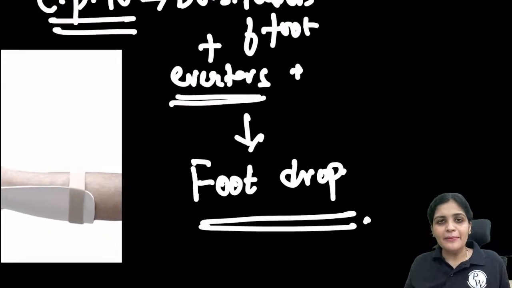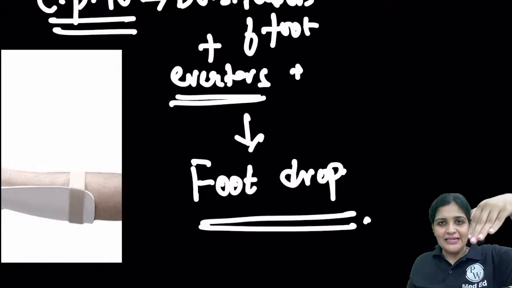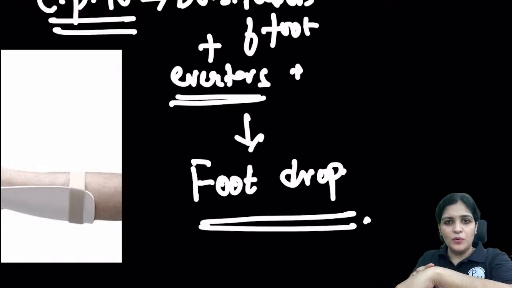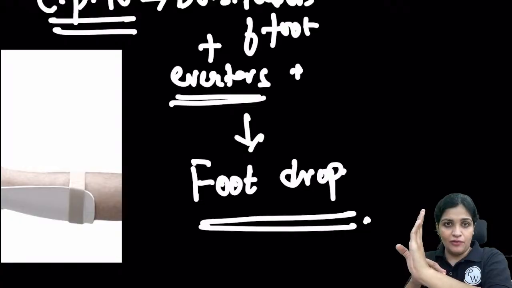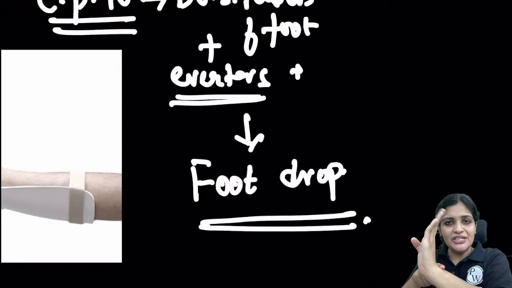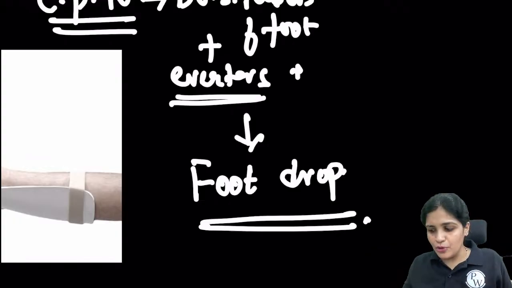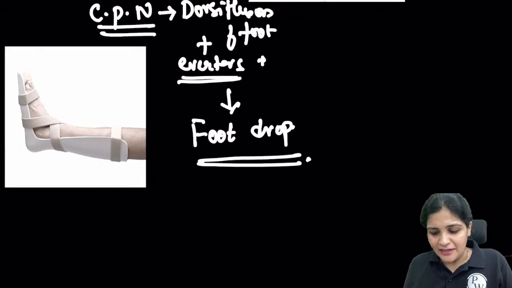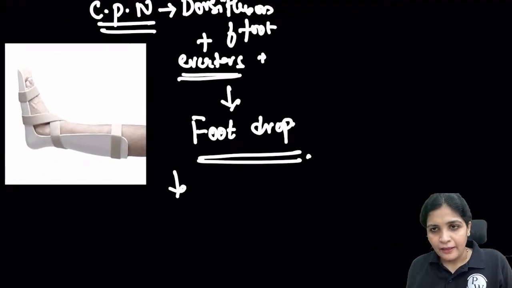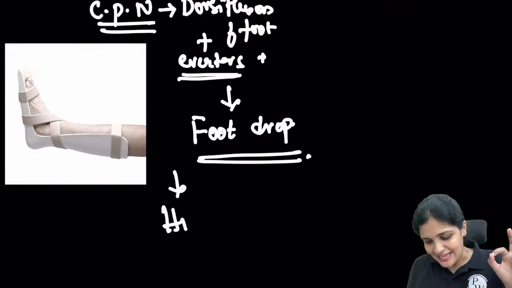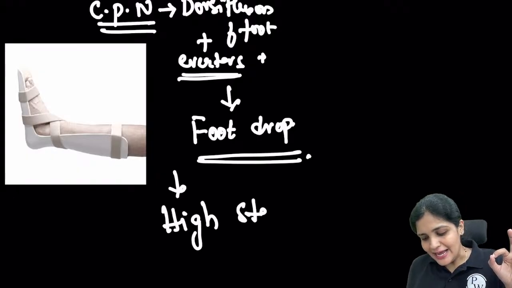So foot drop is nothing but like your wrist drop. It is like the wrist drop where the extensors are not working. Here also the dorsiflexors are not working. In the foot it is dorsiflexion and plantar flexion, right? So that is why with no dorsiflexion, there is a foot drop. So what is the gait which you expect in foot drop? High stepping gait. Yes, high stepping gait. Why is it a high stepping gait?